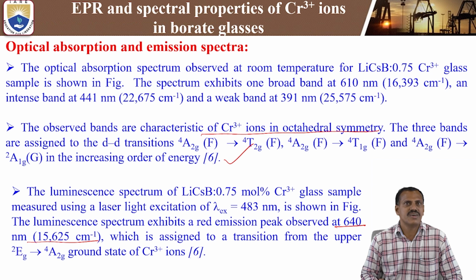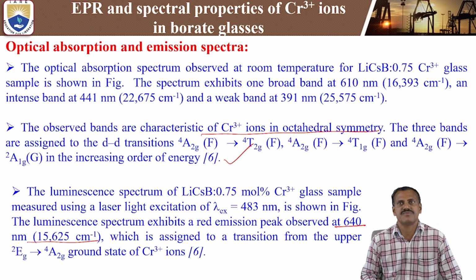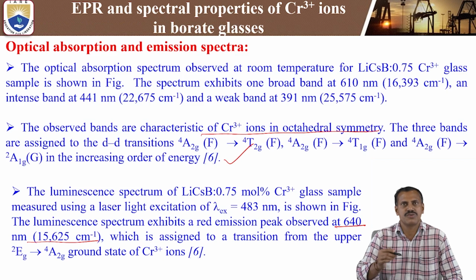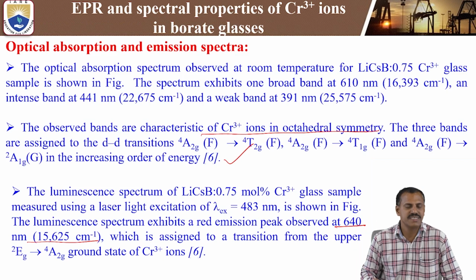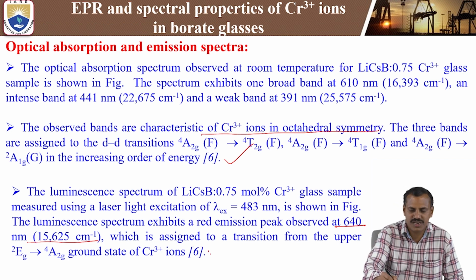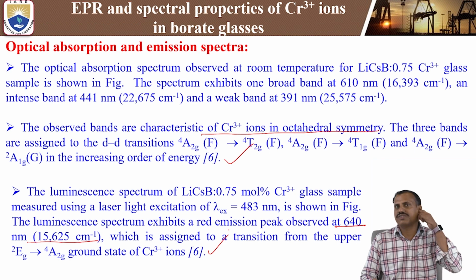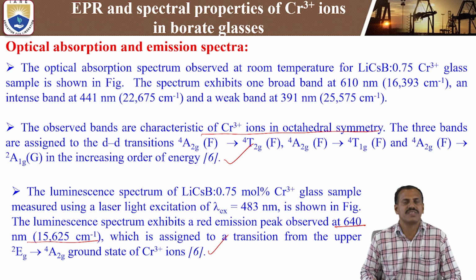That energy is 15,625 centimeter inverse, which is assigned to the transition from the upper energy level, that means excited state to ground state. So the upper energy level 2Eg goes to the ground state level 4A2g of chromium 3 plus ions. This we observe as the red emission. This red emission is mainly useful for solid state laser applications. We can use it for chromium 3 plus doped borate glasses.